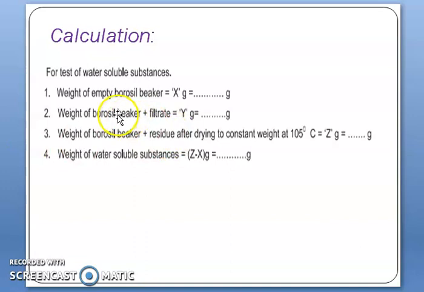Then the calculation is for the test of water soluble substance. In that, weight of empty borosilicate beaker, put the value, x gram. Then weight of borosilicate beaker plus filtrate, it is y gram. Then weight of borosilicate beaker plus residue after drying to constant weight at 105 degrees Celsius, this is z gram. Then weight of water soluble substance is z minus x.